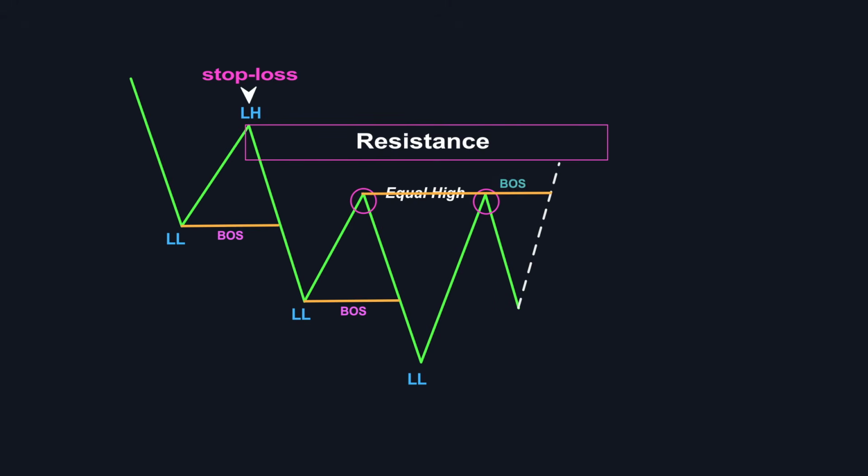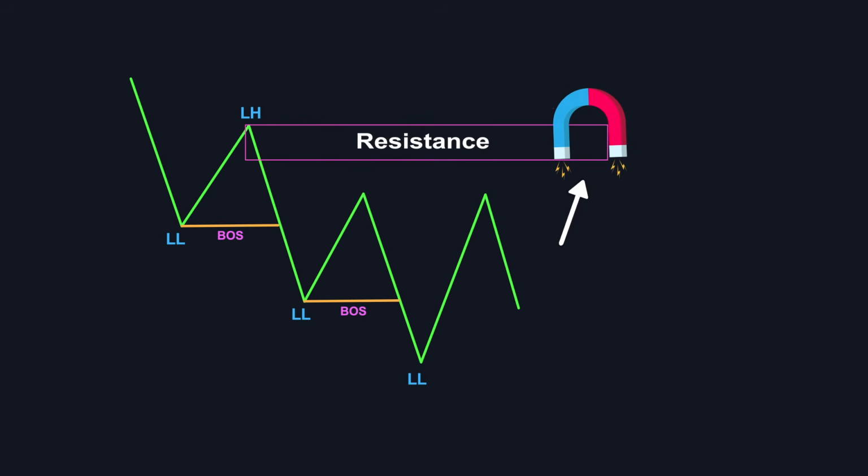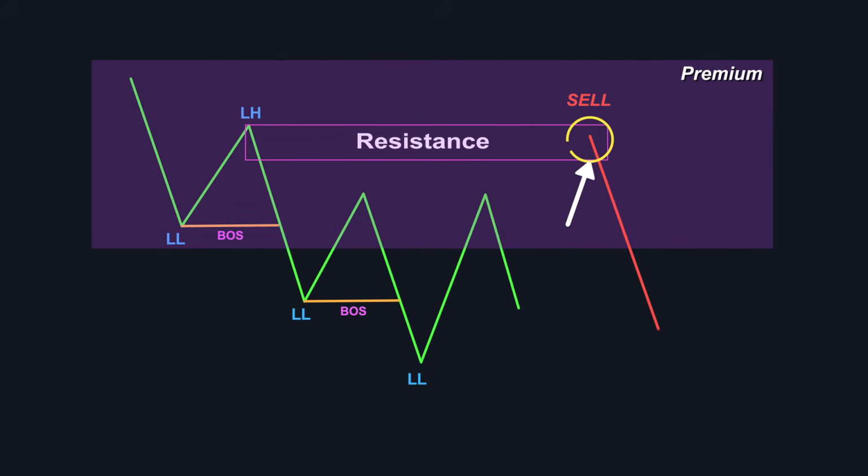Watch the market break the equal highs or hit that resistance. When it does, it's moving right into the zone we want. Here's the final trick. Look for a supply zone, a level where significant selling happened before. When the market comes back to this zone, it acts like a magnet for sellers. This is the premium price area to enter a sell.